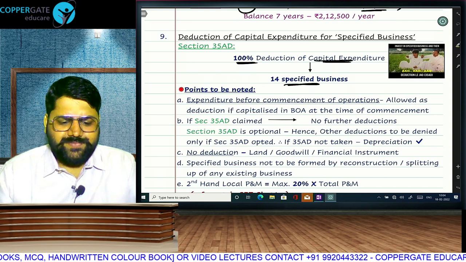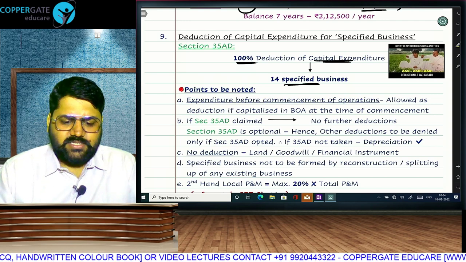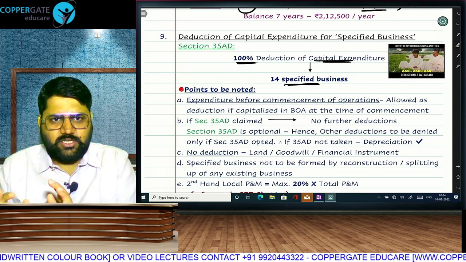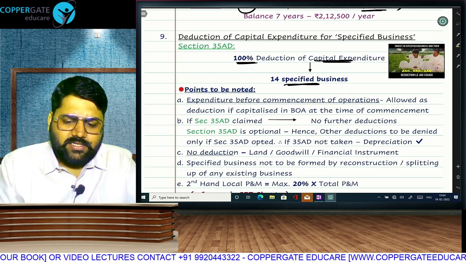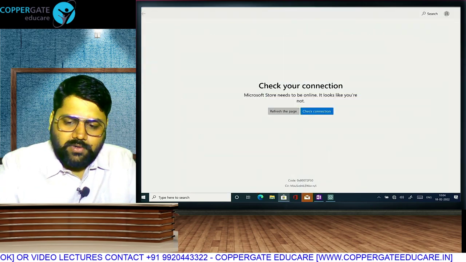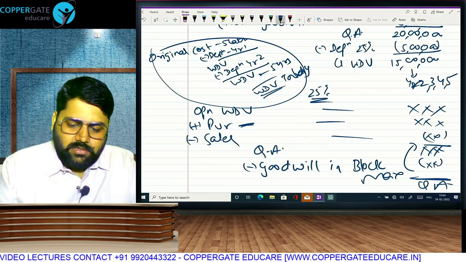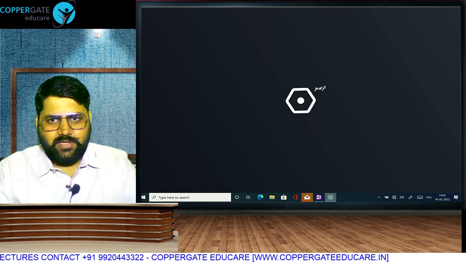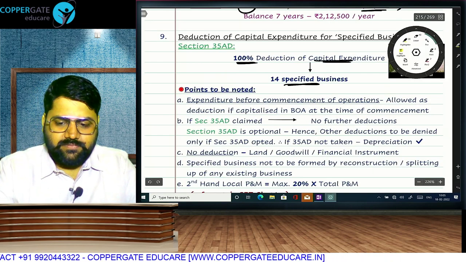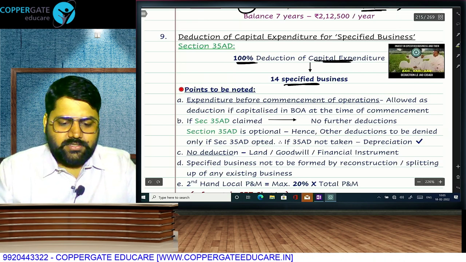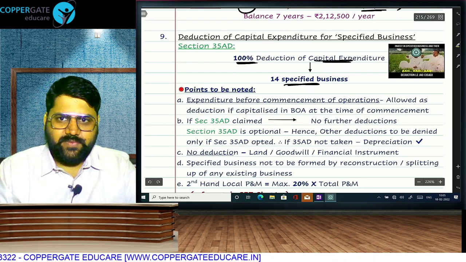We will see what those businesses are, but before going to the businesses, what do we get? Full deduction of capital expenditure, 100%, to promote, just like scientific research. What are the conditions? Expenditure before commencement is also allowed. Expenditure before commencement of business will also be allowed. In scientific research, there is a time limit that will give you deduction of maximum 3 years.